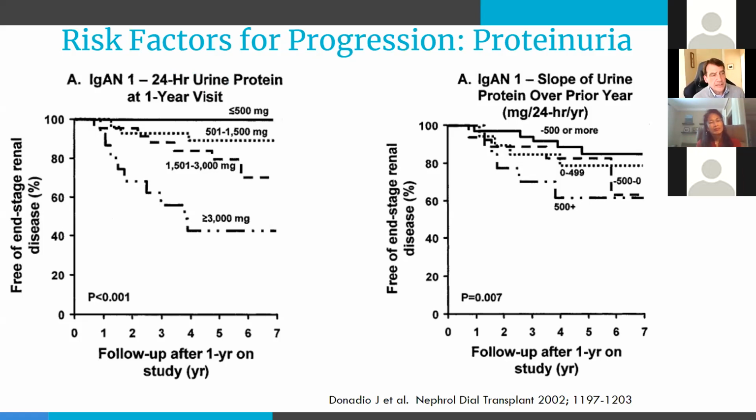You can see that at the very top line, that's a solid line in black, people who have very little loss of protein in the urine tend to do very well for a very long time. But people who are losing 1.5 or 3 or more grams of protein per day have a worse outcome with respect to loss of kidney function.